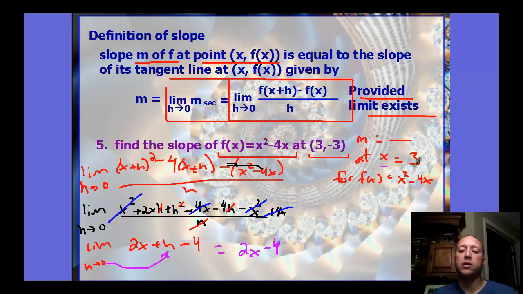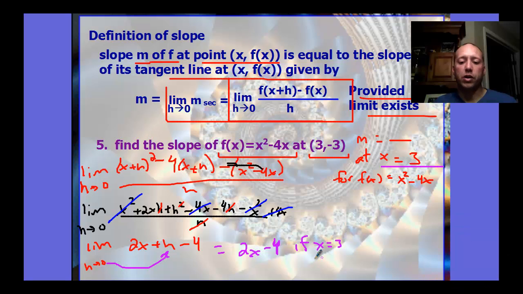Now we want to find slope at x equals 3. So now let's plug 3 in for x. When we plug it in, we know our slope is going to equal 2 times 3 minus 4, which is going to be 2. So then we found the slope. The slope is going to be 2 at x equals 3.